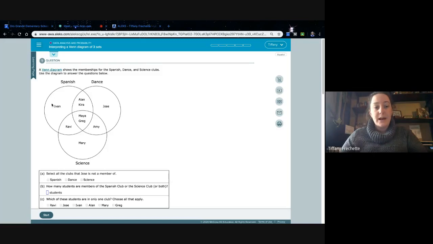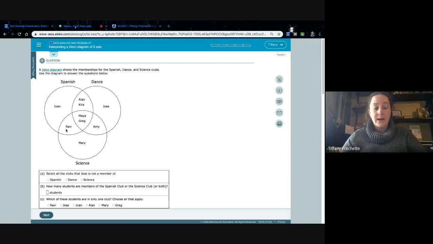So in this first spot, Ivan is the only one that's in Spanish by himself. He's only in Spanish club. Then if I come over to this section here, that's dance and Spanish overlapping. So that means Alan and Kira are both in Spanish and dance. Jose is only in dance. And if I come down here, Amy is in the science bubble and she's in the dance bubble. So she does both. Marie only does science.